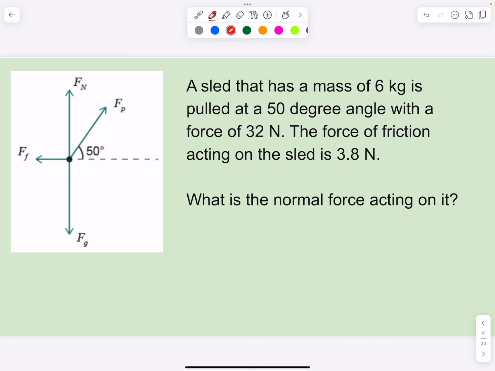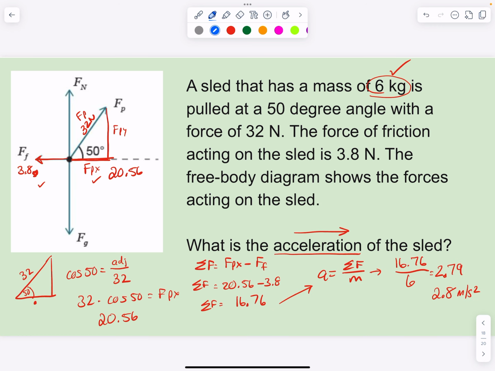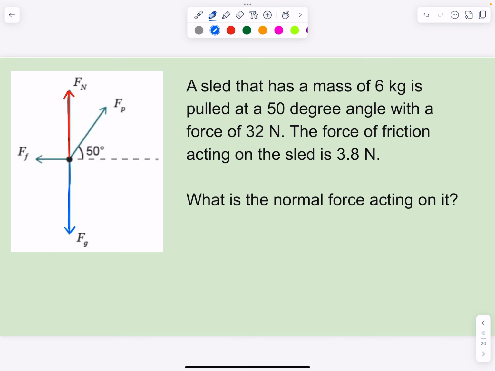So let's take a look at now our normal force. Normal force is going to be acting in the upward direction. So my normal force is here going in the vertical direction. And we also have our FG force here going down in this direction. All right, so FG and FN. To find my force going down, the FG is going to be the weight of that object.